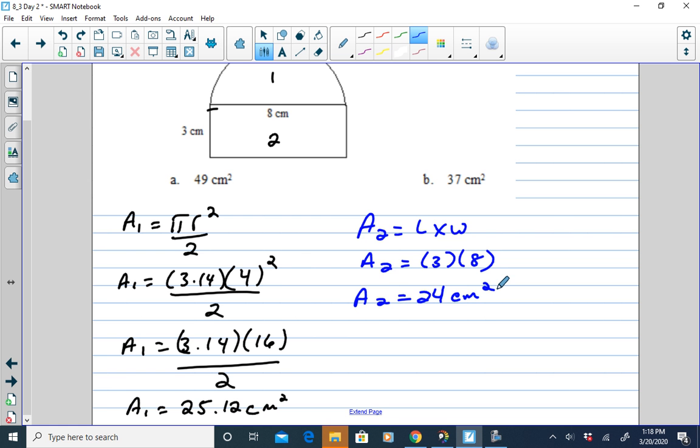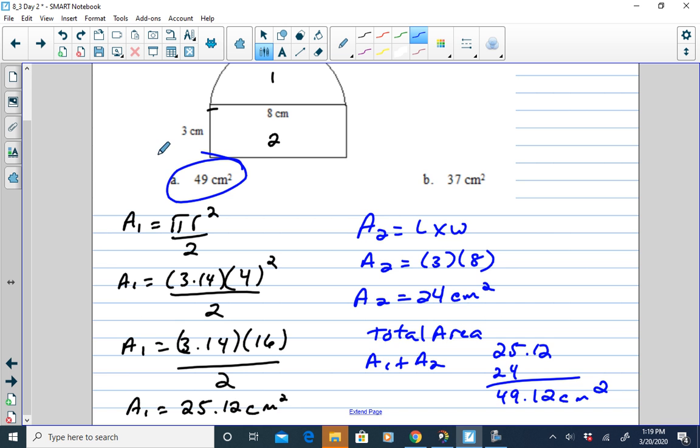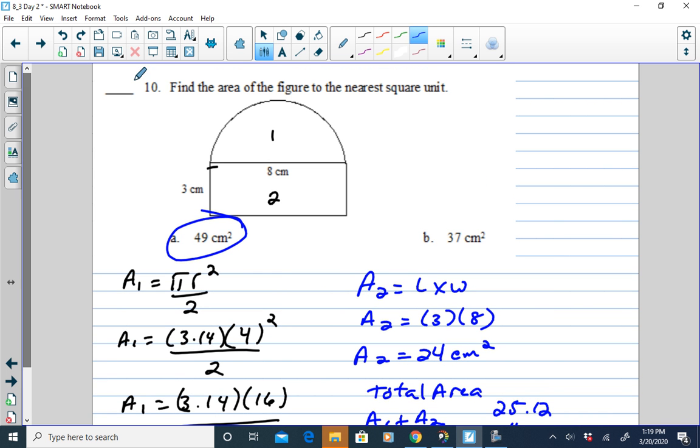Those are square centimeters. So the total area is the sum of those two. The total area is actually going to be area 1 plus area 2. So that's going to be 25.12 plus the 24, and that's where we get 49.12 square centimeters. To the nearest whole number, that's where we get answer A for question 10.